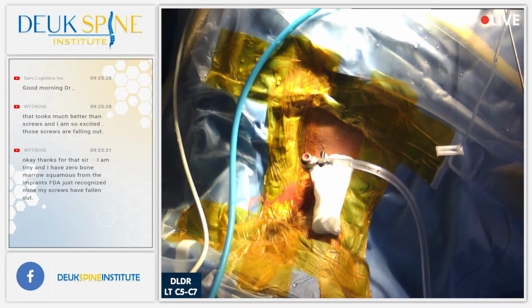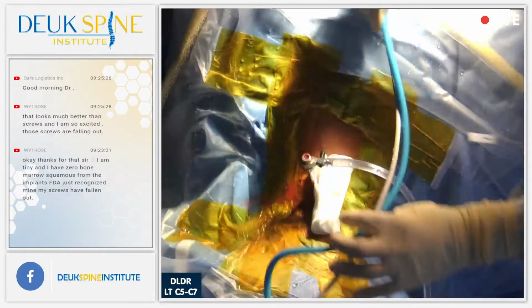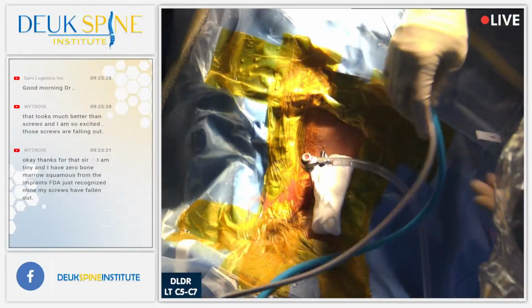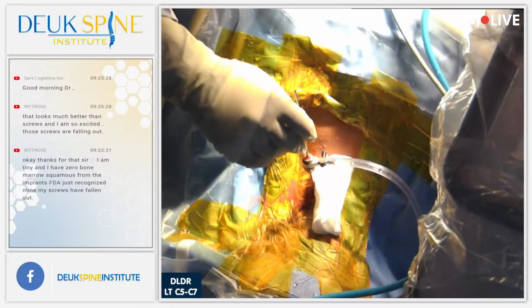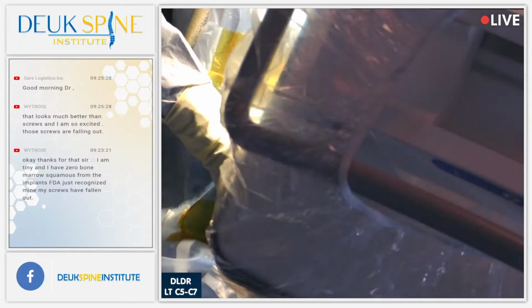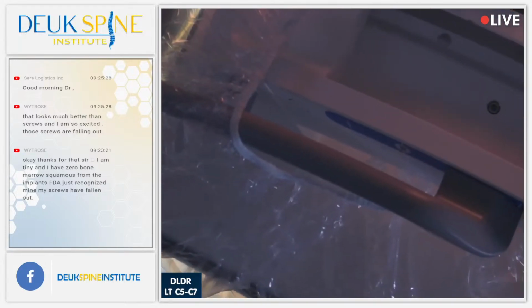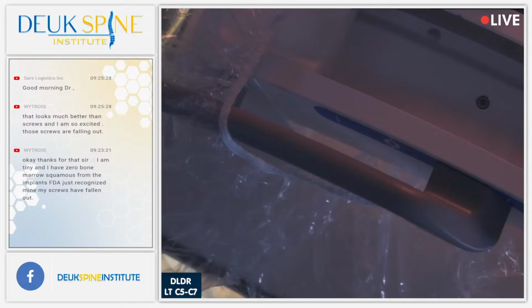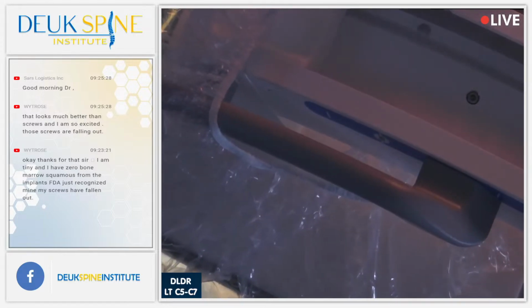Not a virus, not a protozoan. Fungus would be the second most common. So bacteria is about 95% of post-operative infections, and fungus is about 5%, maybe 10% maximum. It depends on the patient population. Let's go, Jordan.